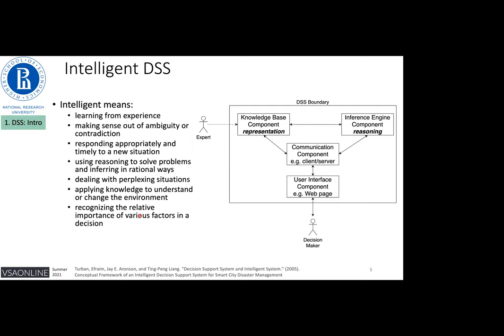If we take a look inside the decision support system, typically we will see that there are three main components. The first one is a representation. How do we represent the knowledge? Then how do we perform reasoning? And also there is the third part, which is the communication component together with the user interface. Of course, we're interested mostly in these two parts, while this one is some sort of implementation detail.